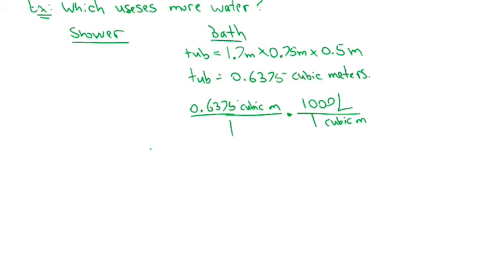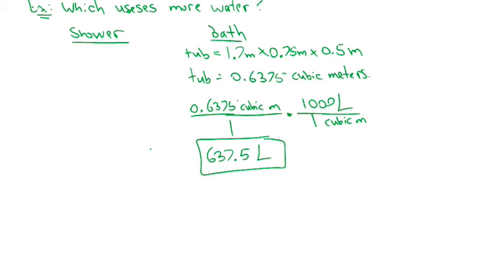Now without a calculator, what's the easy way of multiplying by 1,000? Move the decimal over towards the right, three places, one for each zero. So this is 637.5 liters. That's how much water would fill the tub.